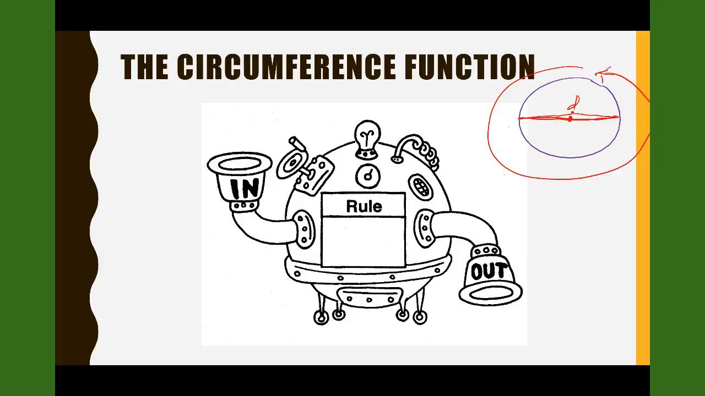And in this circumference machine, my input will be the diameter d. Now, the rule for this function is to multiply it by pi, and I will get the circumference, C of d. Okay, so our function C of d, we can derive it by multiplying the diameter by pi. So in this case, the circumference is a function of the diameter d.